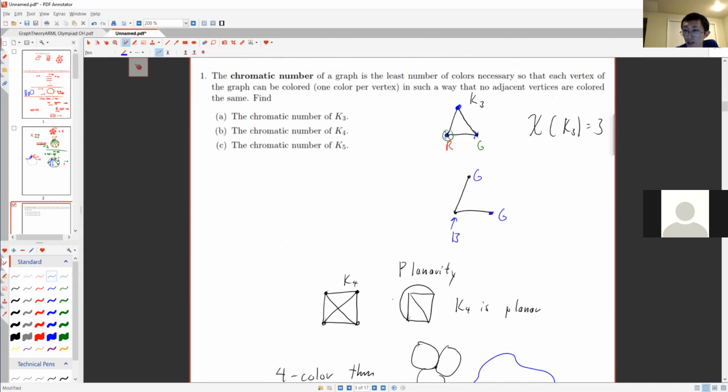But let's go back to chromatic number, because the chromatic number of a non-planar graph can be bigger than 4. What about K5? What is the chromatic number of K5, for instance? We'll talk about planarity next class, or maybe today if we have more time. K5 just means I connect 5 vertices. Each vertex is connected to all 4 others.